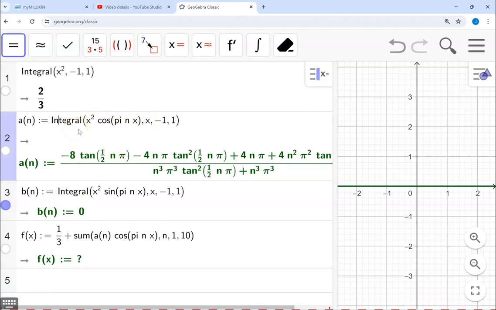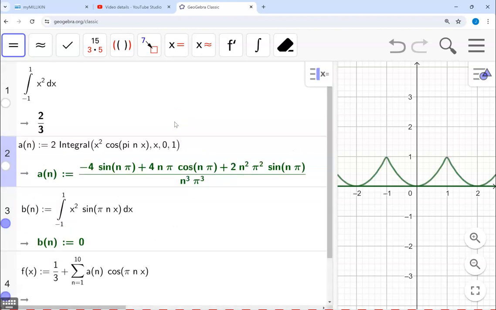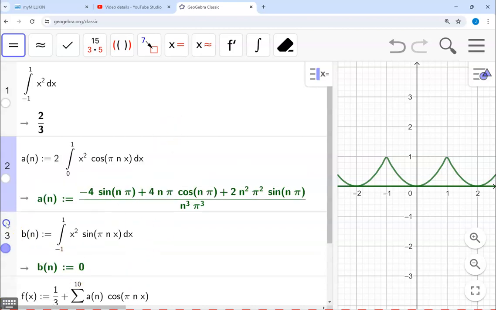X squared is also even. Even times even is still even. So if I go up here and change this to 2 times the integral and make this go from 0 to 1, it likes it a little better. And I got rid of those tangents. I don't know why it switched over to tangent. So that one we just used our knowledge of what was going on with the function. But now we got a nice little thing, don't we? At least I think it's a nice little thing.